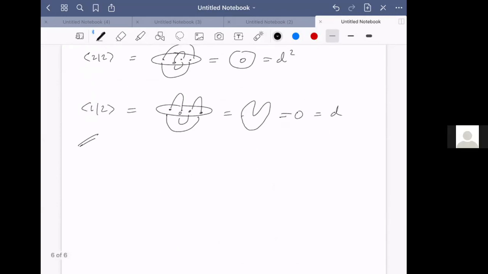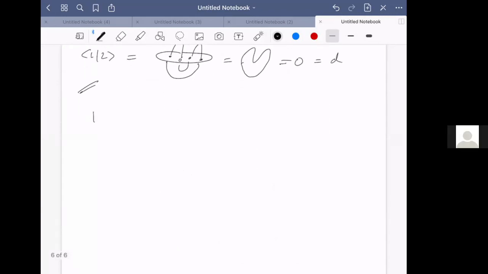Now, the idea of using this for quantum computation is known as topological quantum computation. I'll finish in about 2 minutes.